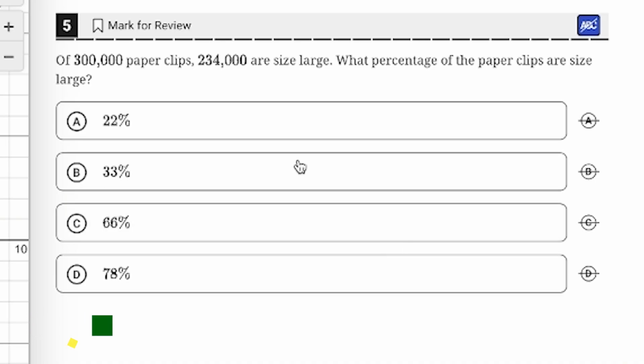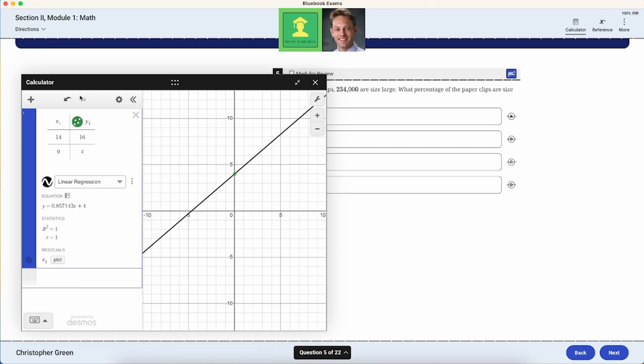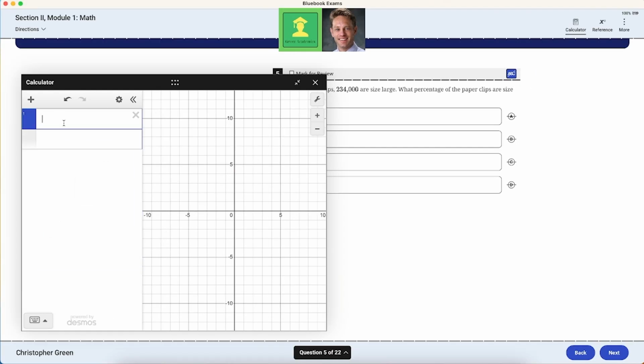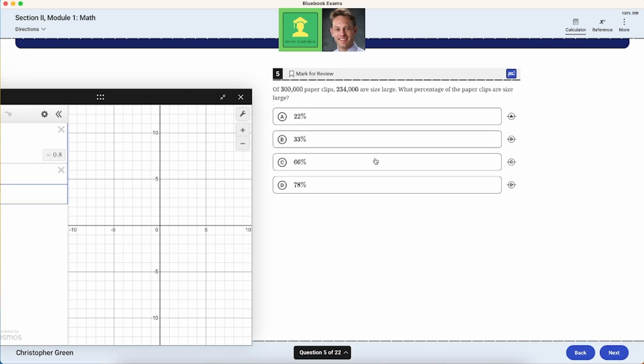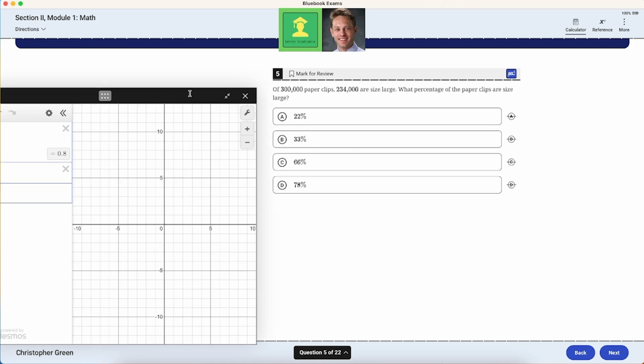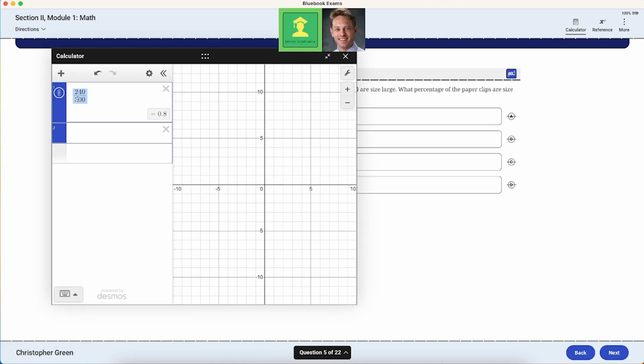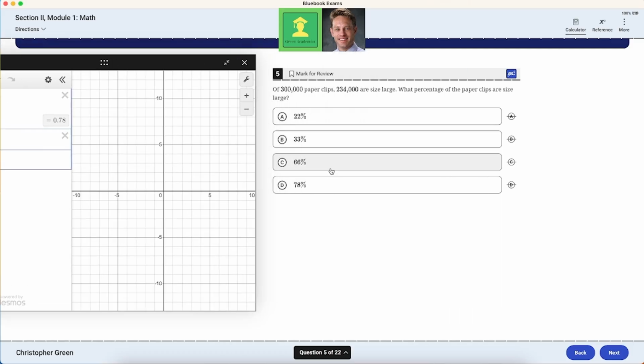Of 300,000 paper clips, 234,000 are size large. What percent of the paper clips are size large? Well, it's simply large over total. So this is just arithmetic. 240 divided by 300 is 80%. Oh, did I say that wrong? I'm sorry. 234 divided by 300 is 78%.